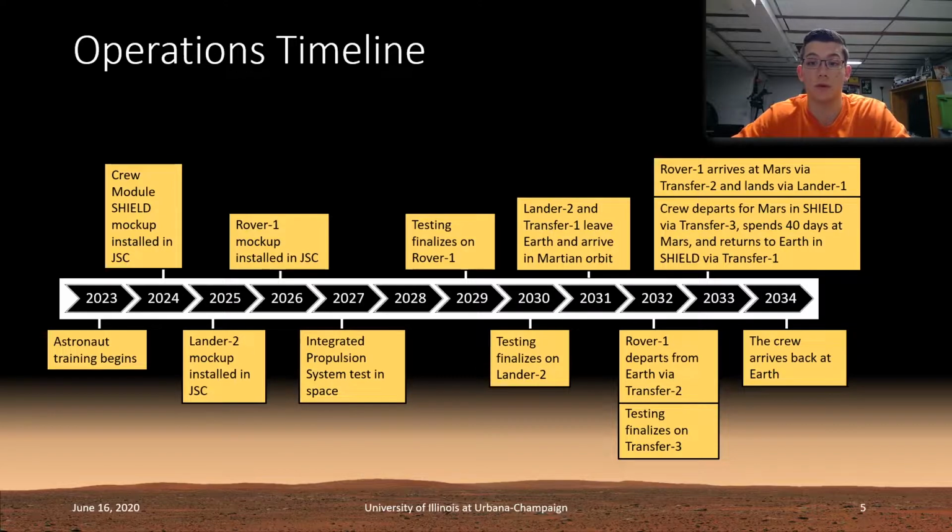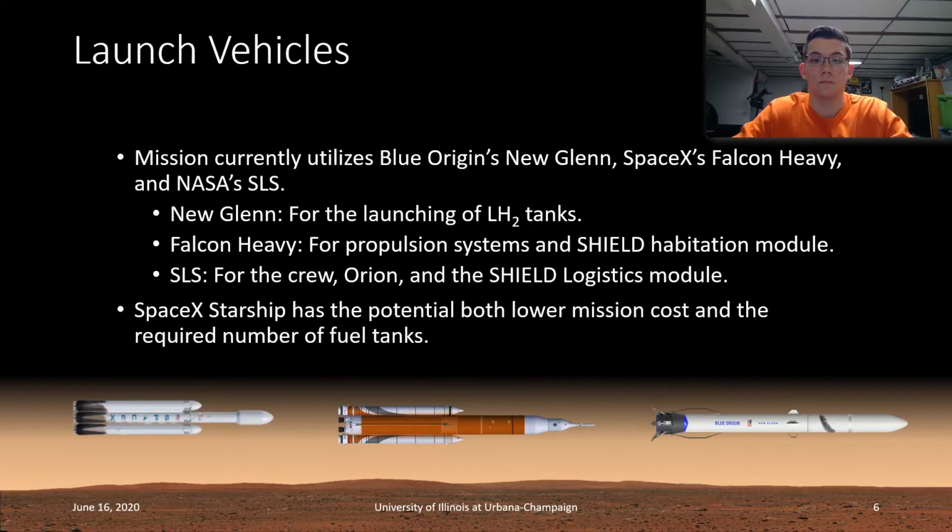Then, in 2033, the crew will depart from Mars via Transfer 3 and rendezvous with the rover and Lander 1 at Mars. They spend 40 days on the surface, and then eventually reaching orbit, they dock with Transfer 1 and return back to Earth. SHIELD currently uses 3 launch vehicles, one from Blue Origin, one from NASA, and one from SpaceX.